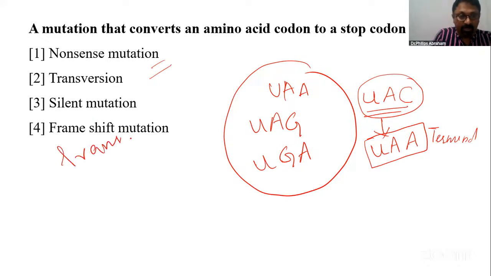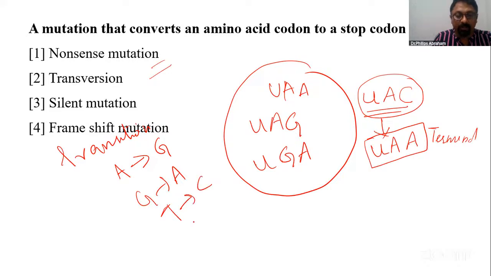Transition means when adenine, a purine, is mutated by another purine, or when a pyrimidine is mutated by another pyrimidine. That is called a transition. When a purine is replaced by a pyrimidine, we call it transversion. Understood that?